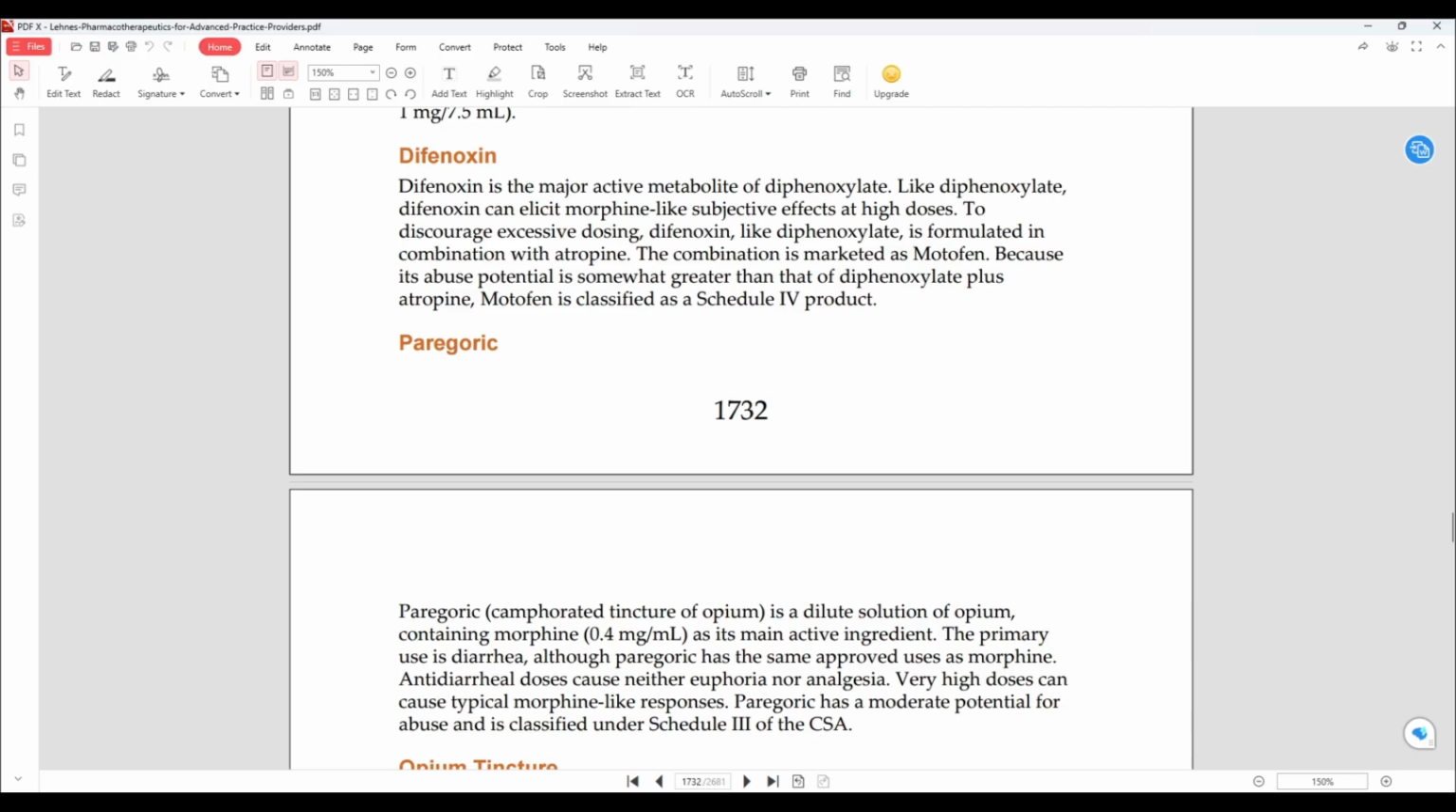Difenoxin. Difenoxin is the major active metabolite of diphenoxylate. Like diphenoxylate, difenoxin can elicit morphine-like subjective effects at high doses. To discourage excessive dosing, difenoxin, like diphenoxylate, is formulated in combination with atropine. The combination is marketed as Motofen, and its abuse potential is somewhat greater than that of diphenoxylate plus atropine. Motofen is classified as a Schedule IV product.